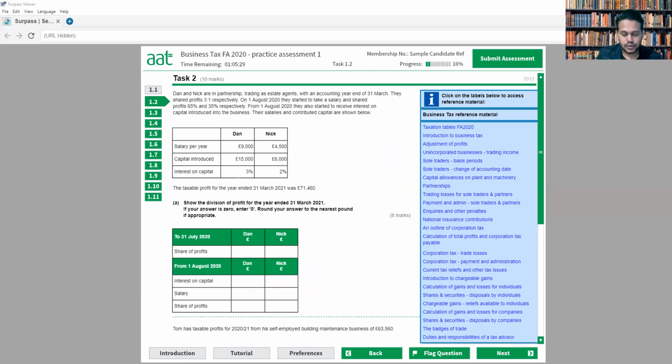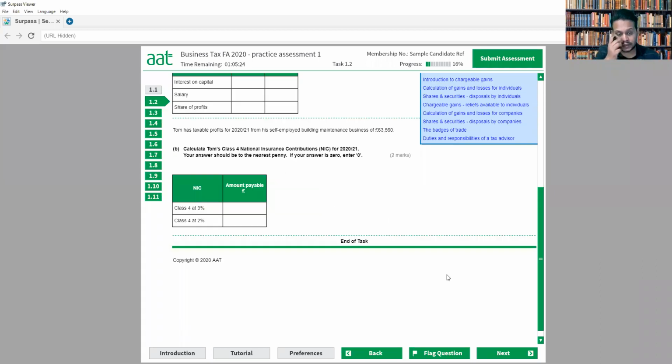The next one we have here, the calculation of the national insurance. That's quite easy. It's not a very difficult one. So let's calculate the class 4 national insurance contribution. 63,560 is the income, so taxable profit. So let's try to find it out. So we have to break it down, to be honest. The first one is 9%. So let's try to do that.